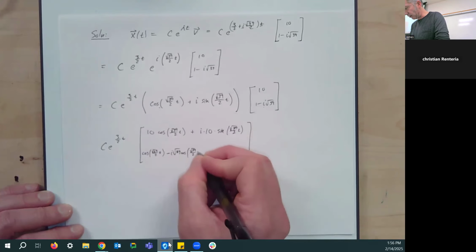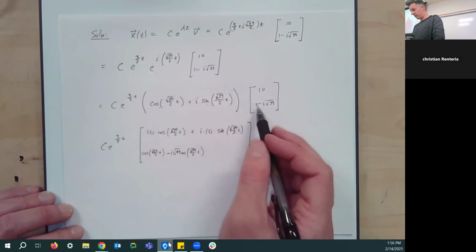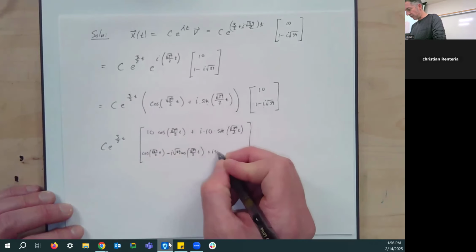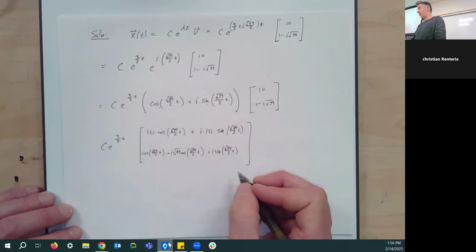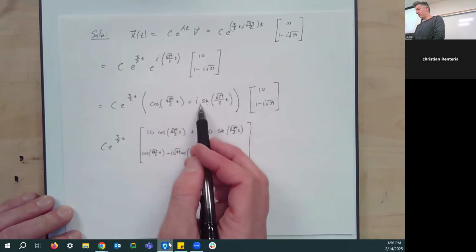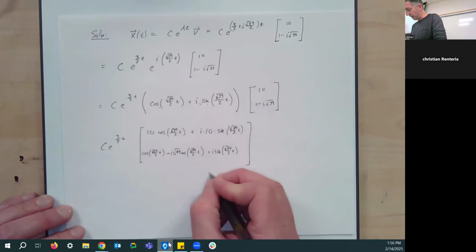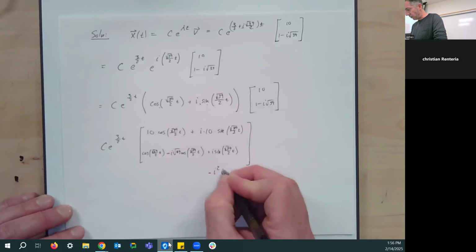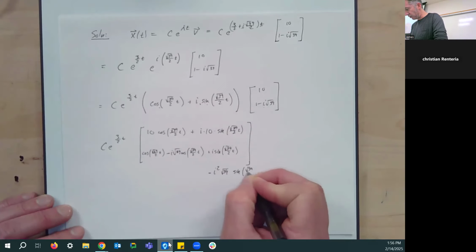Sorry, it's a little bit messy here. And then multiply the i sine by that. So i sine times 1 is going to be plus i times sine of root 39 over 2 times t. And then finally, i sine of stuff times negative i root 39 is going to give us a minus i squared root 39 sine of root 39 over 2 times t.